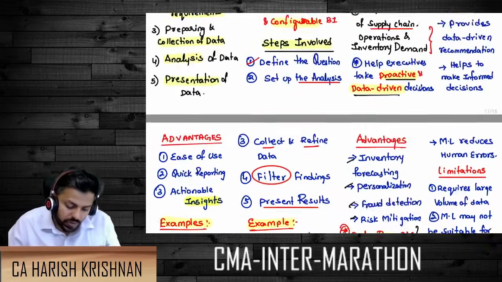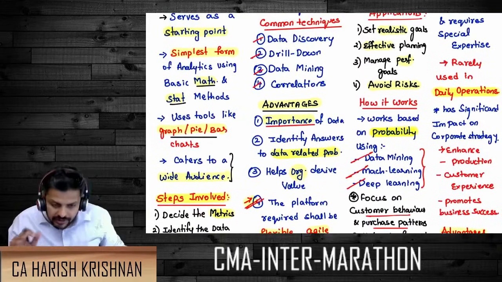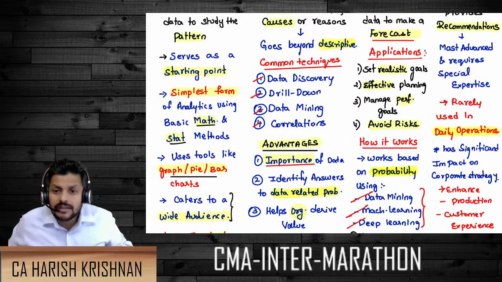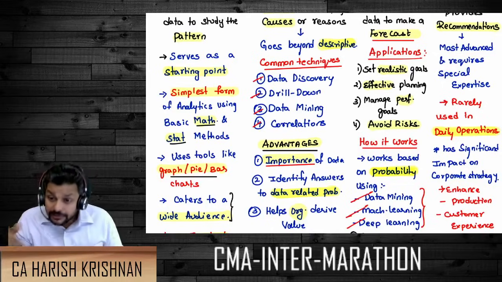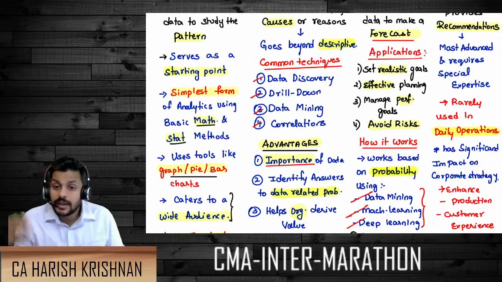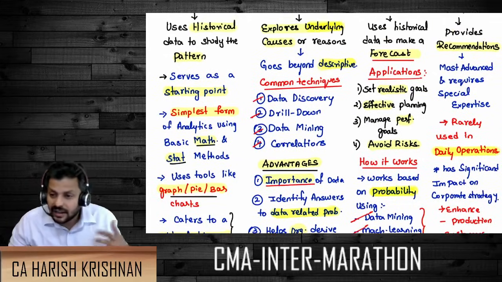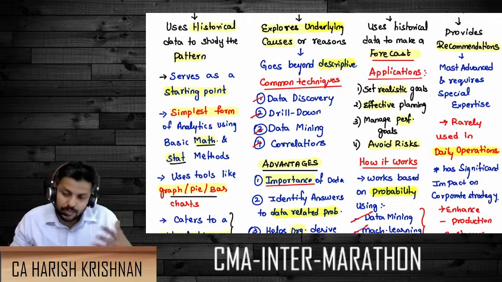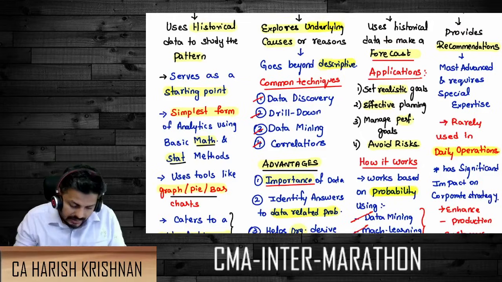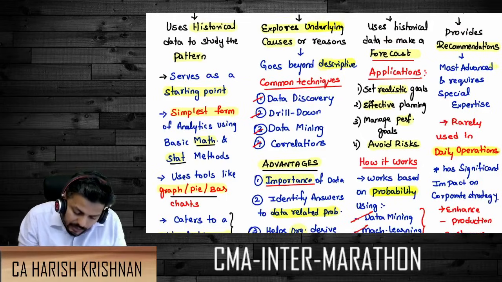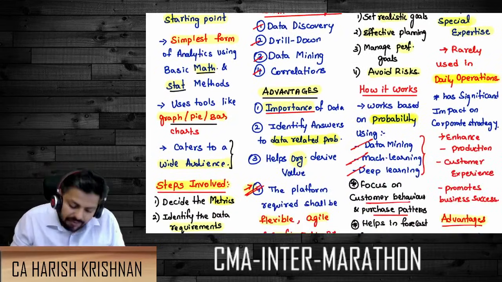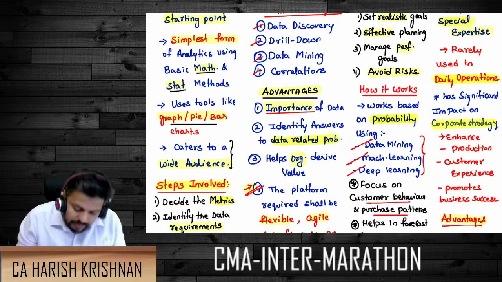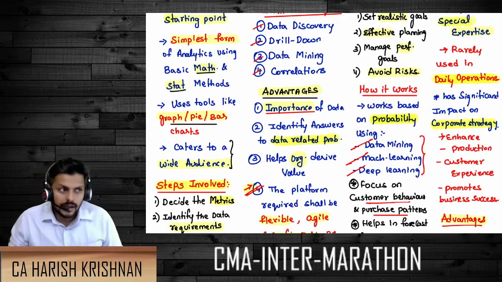And the last one is called prescriptive data analytics, which again is a very advanced form of data analytics today, which will prescribe you what to do. A machine prescribing you what to do is kind of taking a chance, but it is quite a thing today because of the data. It is the most advanced and requires very special expertise, rarely used in daily operations because it has a significant impact on corporate strategy.